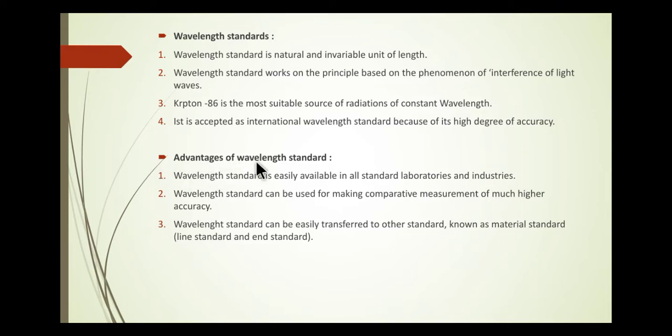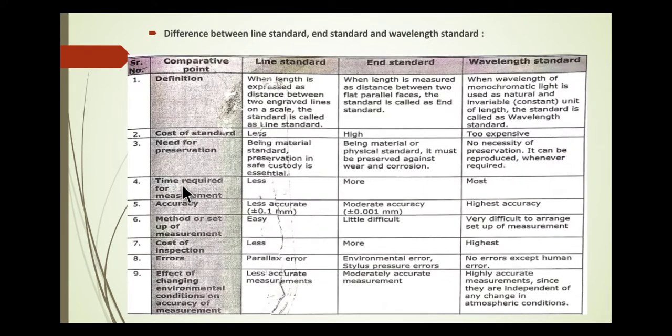Now, advantages of wavelength standard. First, wavelength standard is easily available in all standard laboratories and industries. Second, wavelength standard can be used for making comparative measurements of much higher accuracy. Third, wavelength standard can be easily transferred to other standards known as material standard, line standard and end standard.